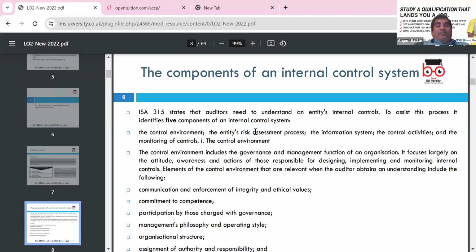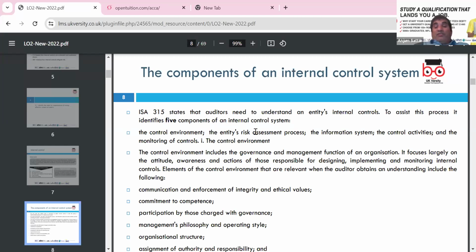So identify the 5 components of internal control: the control environment, the entity's risk assessment process, how they do it, the information system, control activities, and monitoring. The control environment includes governance. What is corporate governance? Like this Barclays Bank CEO being paid a £2 million bonus when Barclays Bank had not earned a single penny of profit. So we need to look around the governance. Do we have executive and non-executive members, remuneration committees? Those will help the organization be well controlled and well managed.